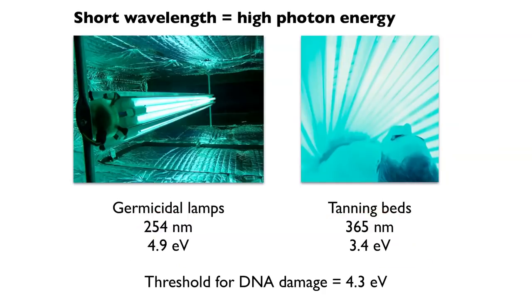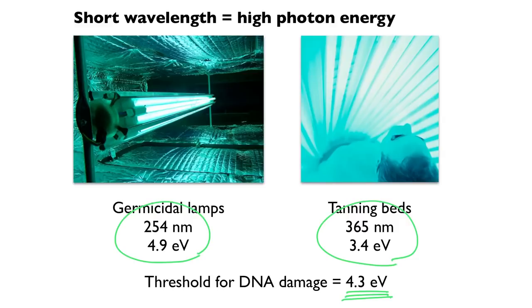And what I see is this: the photon energy of the germicidal lamps, 4.9 electron volts. For the tanning bed, 3.4 electron volts. The threshold for damaging DNA is 4.3 electron volts. If a photon has more energy than that, it can bust up DNA. If it has less energy than that, it can't. And so you can see the photons of this germicidal lamp are above that threshold.